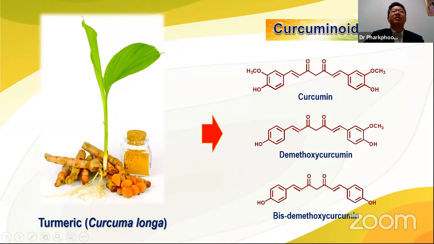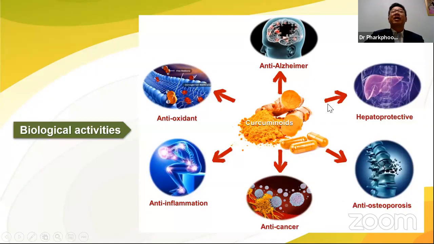The curcuminoid compound nowadays has been used for several purposes in the pharmaceutical industry because it has various pharmacological activities, for example, anti-Alzheimer, hepatoprotective, anti-osteoporosis, anti-cancer, anti-inflammation, and antioxidant. And not only this, it also has other pharmacological activities. That's why curcuminoid is now of interest to many pharmaceutical companies.